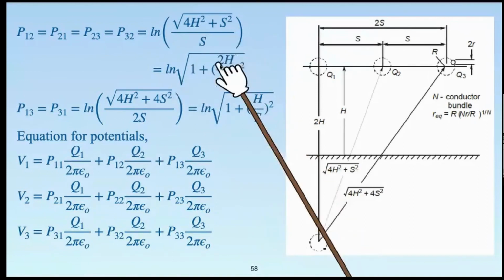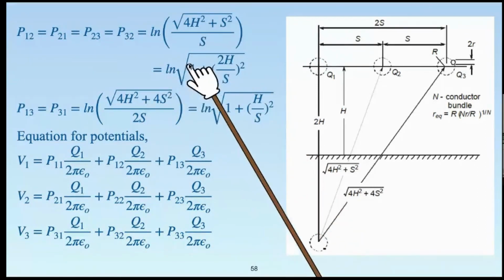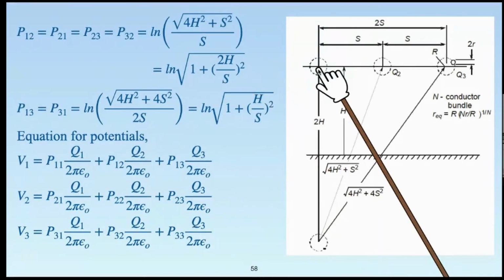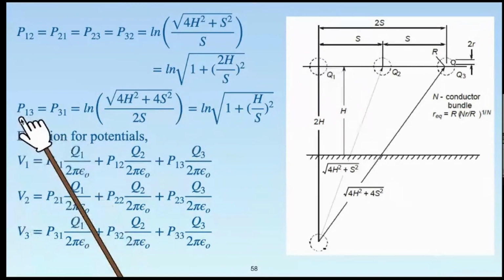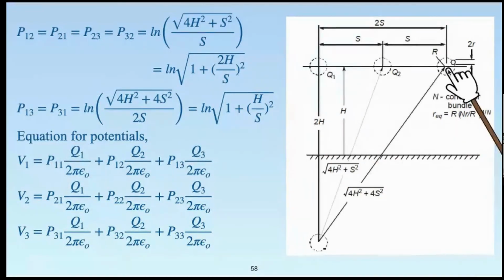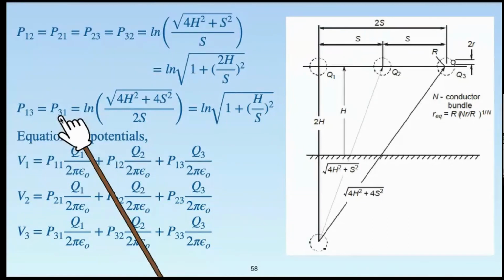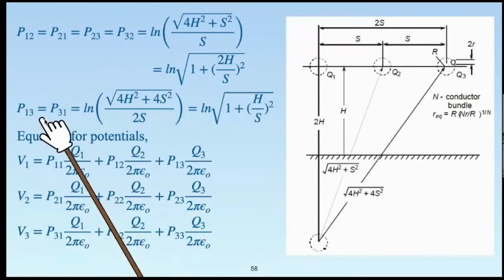Some term can be taken common and then we get ln under root of 1 plus twice h upon s whole square. This can be obtained. Now the only other combination that is remaining is with respect to the off diagonal elements which are located at the far end. Correlation between conductor 1 and conductor 3. So there will be only two such terms: 1, 3 and 3, 1. You can see 1, 2, 3, 4, 5, 6, and 3 terms we have already written for the diagonal. So 1, 3, 3, 1.